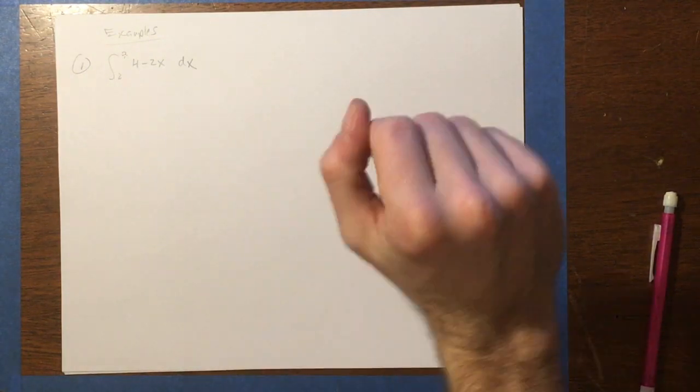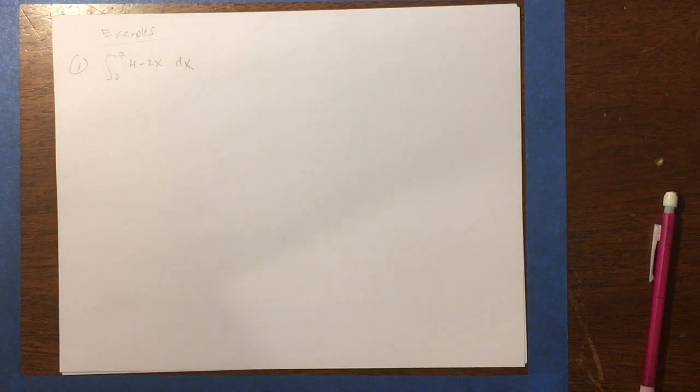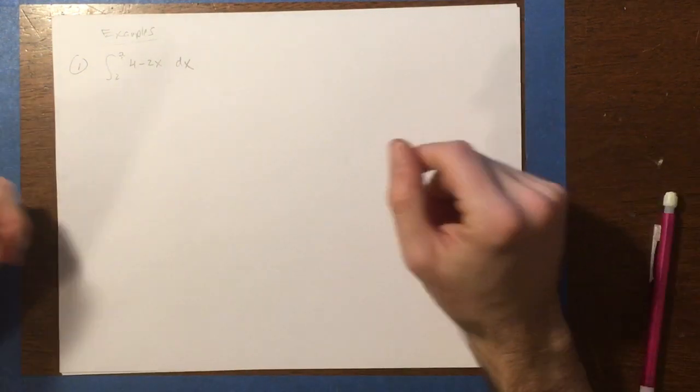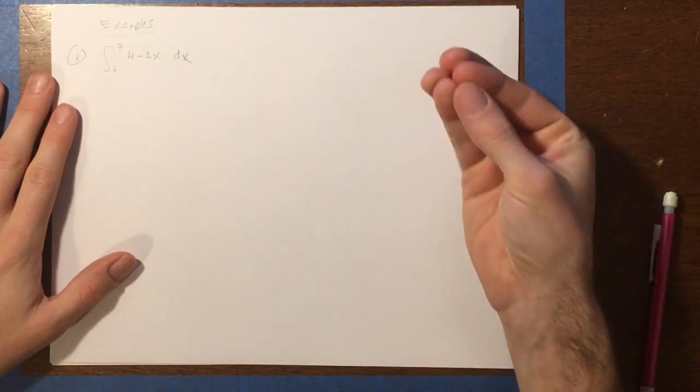All right, so here is a definite integral. It's integrating from 2 to 7, 4 minus 2x dx. Now, so far, here's what I've taught you. I've taught you that you could evaluate this definite integral by doing the limit of a Riemann sum.